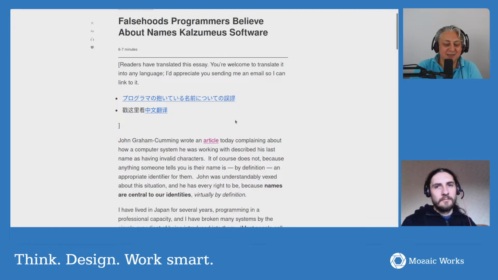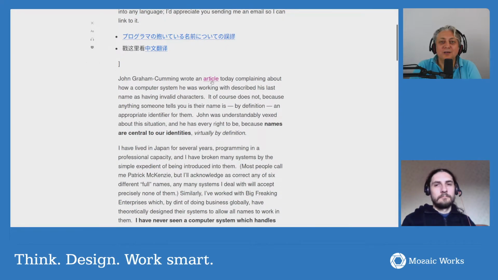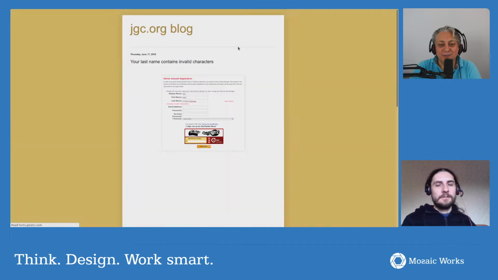And the second one that I like to go through is very, very interesting. It's about names. Falsehoods programmers believe about names. This is from kalzumeus.com. And you're talking about your problems with introducing special characters. Let me tell you.